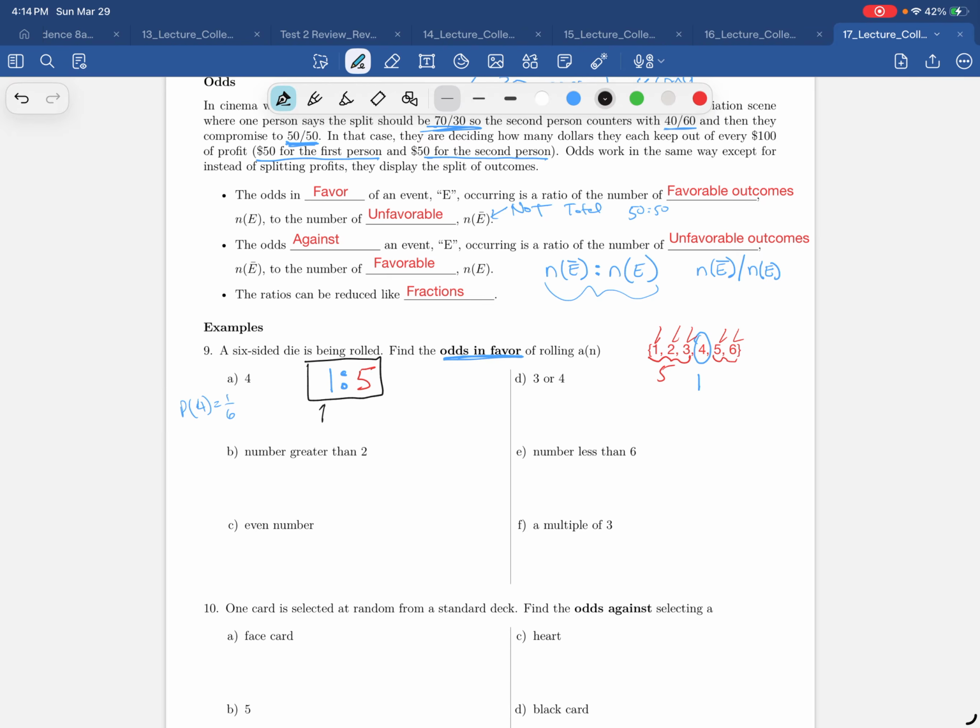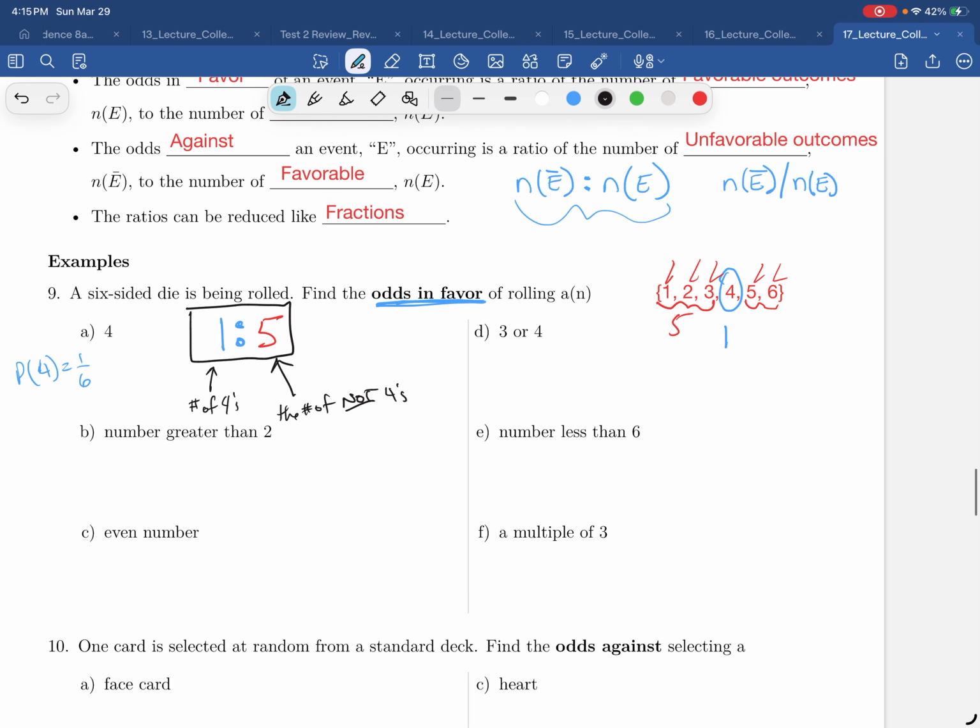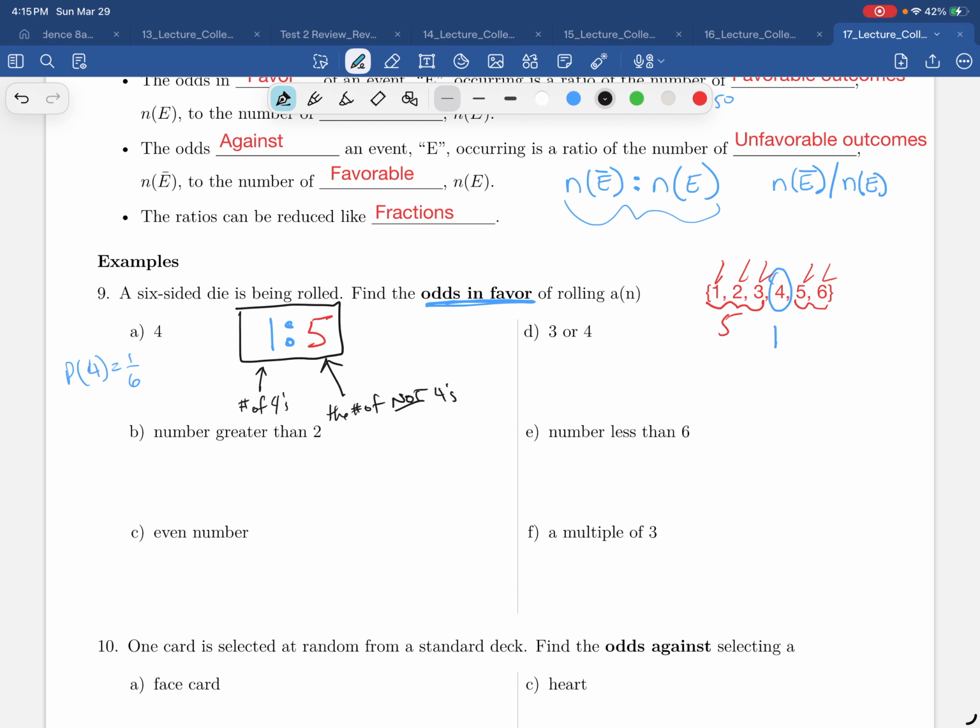This is the number of 4s, and this is the number of not 4s. I know that's not exactly proper grammar, but it's the number of not 4s, or the number of all the rest of the numbers.